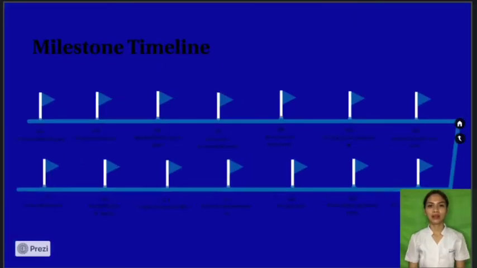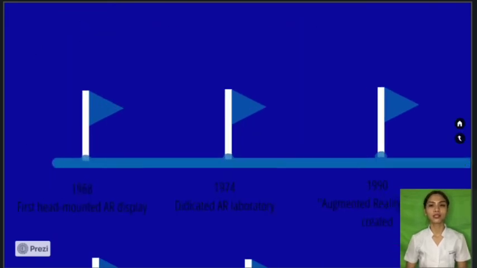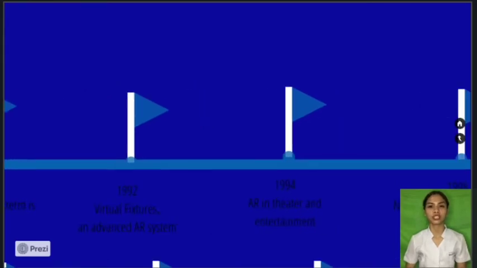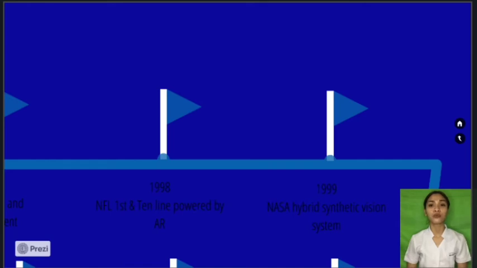Milestone timeline. In 1968, the first head-mounted augmented reality display. In 1974, dedicated augmented reality laboratory. In 1990, augmented reality term is created. In 1992, virtual fixtures, an advanced augmented reality system. In 1994, augmented reality in theater and entertainment. In 1998, NFL first-and-10 line powered by augmented reality. In 1999, NASA hybrid synthetic vision system.